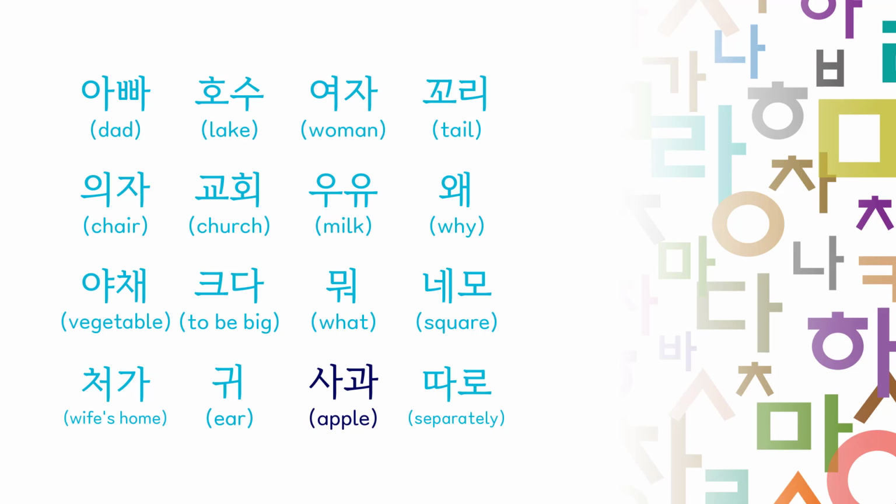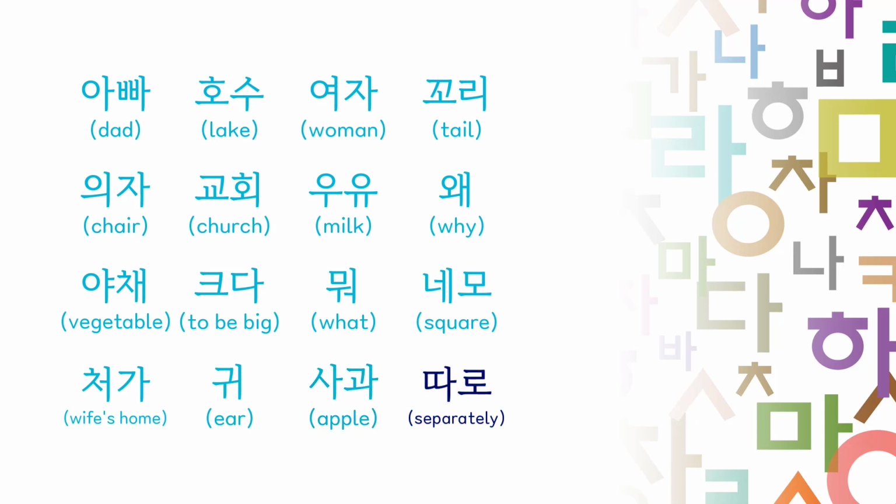And in the first syllable, we use 시옷 with the vowel 아. So it's 사. And in the second syllable, we use 기역 with a vowel wa. So it's kwa. And together, it's 사과, an apple.